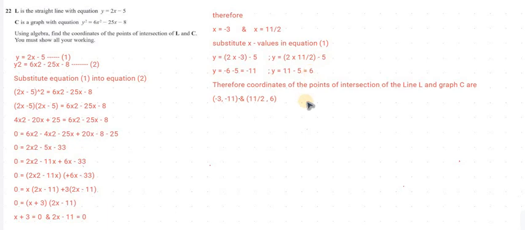So the coordinates, I write in brackets x, y, and make sure you pair up the proper ones. Don't go 11 over 2 with minus 11 and think you'll still get the marks. No. Make sure it aligns. The value of x that gives you the value of y, you put together. So minus 3 comma minus 11, and 11 over 2 comma 6. Those are the coordinates of the points of intersection of the line L and the graph C.